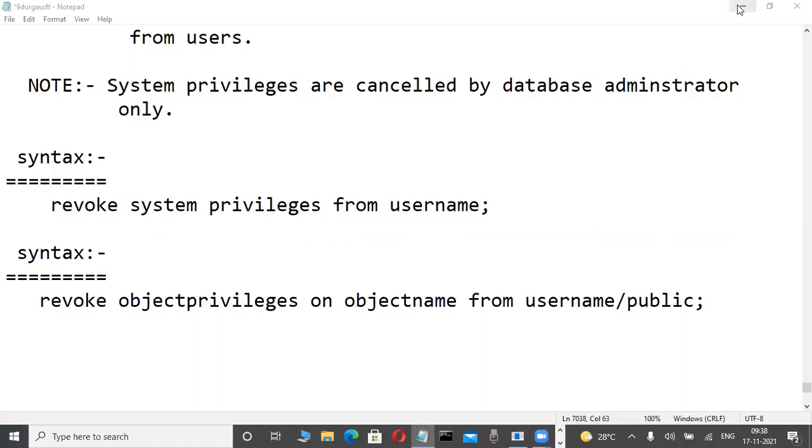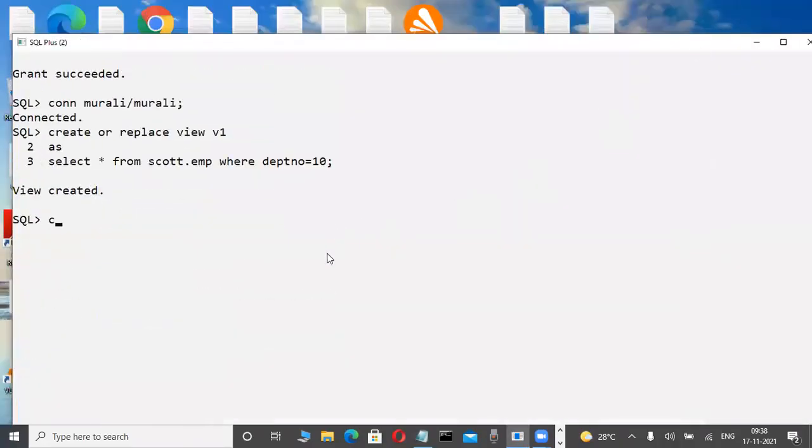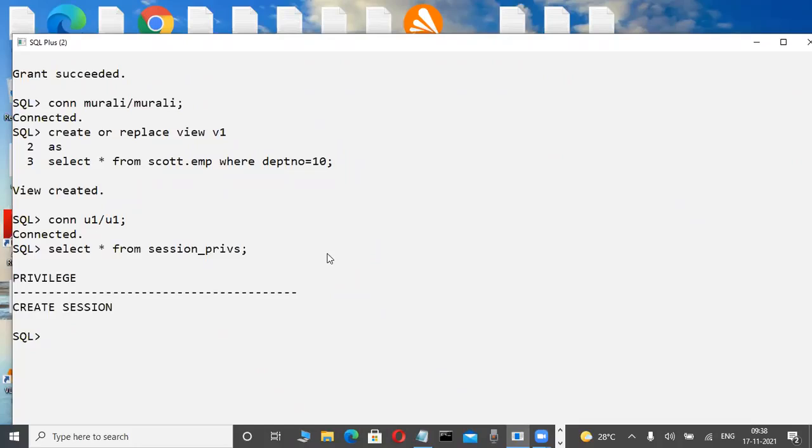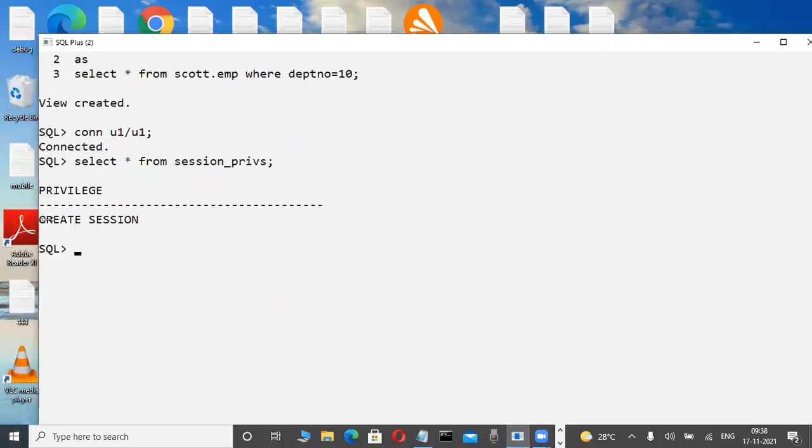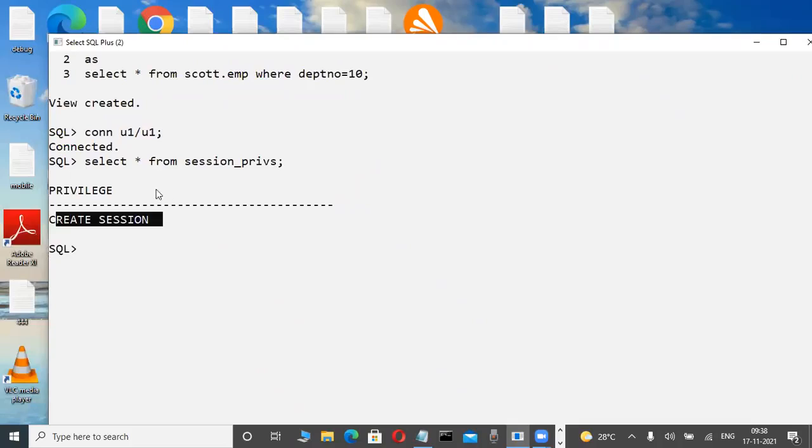Now slowly observe here. Check it out. Suppose I connect as U1. The user U1 is already there. What system privileges does this user have? To view them, select * from session_privs. Otherwise, user_sys_privs is a data dictionary view also, but this is very easy. It shows create session. This is the one I want to cancel from this user.